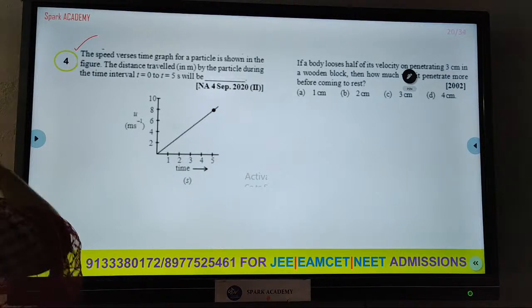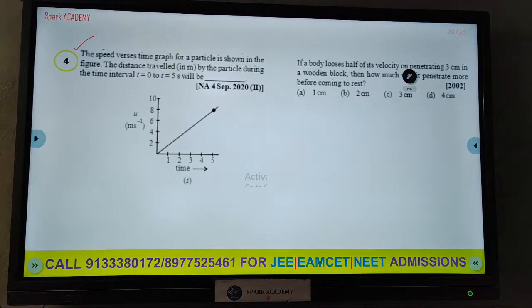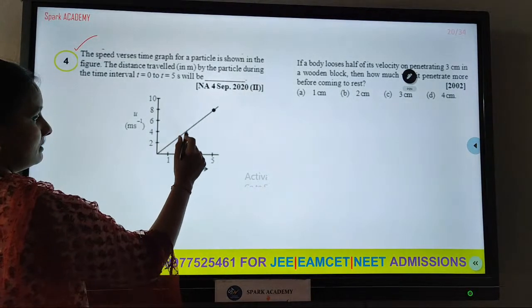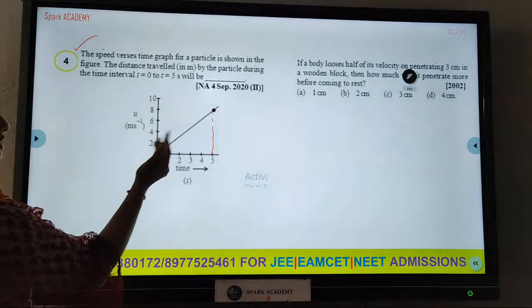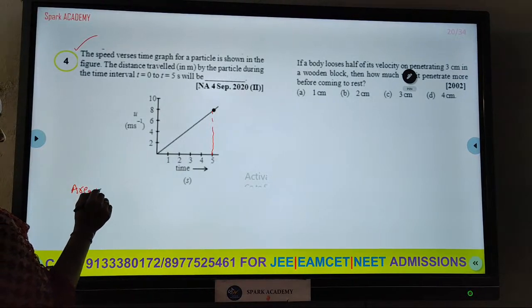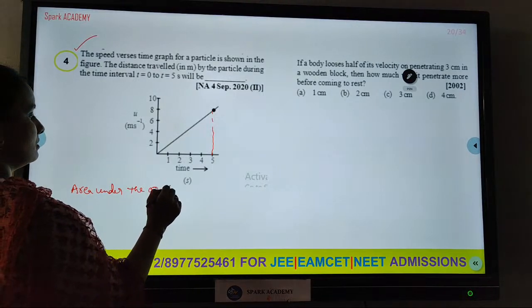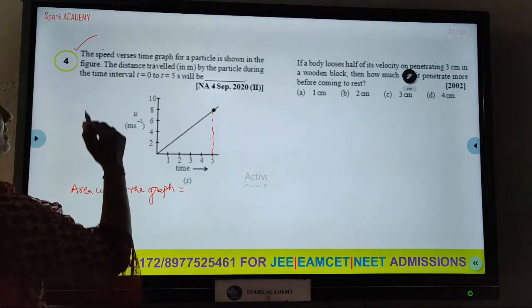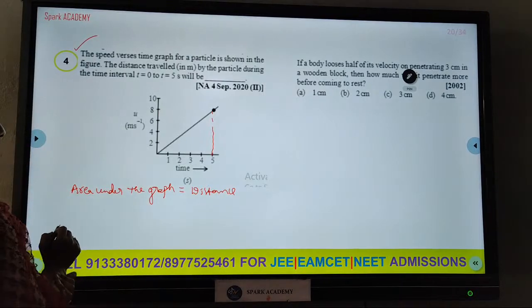Next, the speed versus time graph for a particle is shown in the figure. Find the distance travelled by the particle during the time interval t equal to 0 to t equal to 5 seconds. So from here to here we need to find. The area formed is like a triangle. So here we can take the area under the graph as equal to the distance travelled.